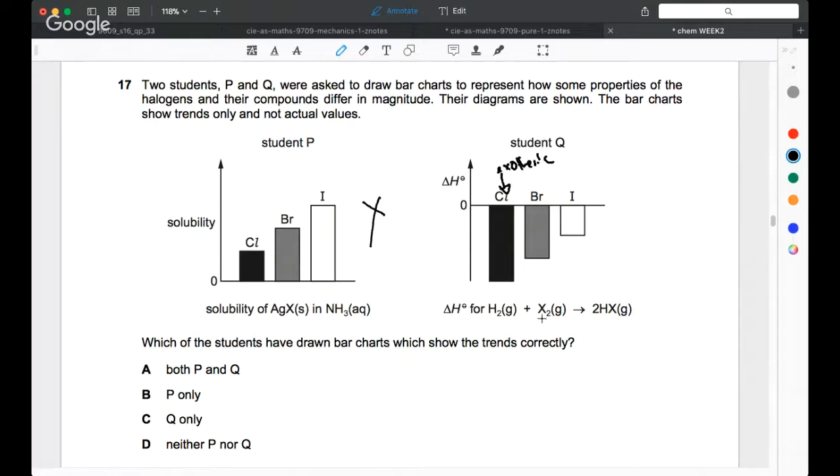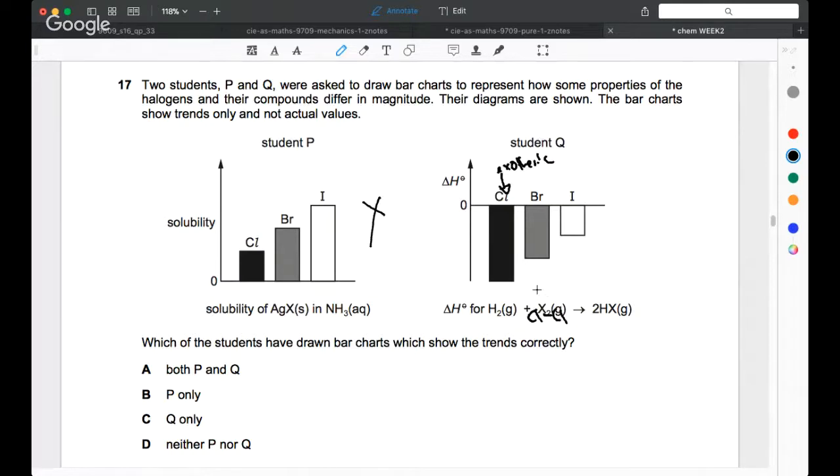Has she joined correctly? Is this diagram correct? Do I get the data booklet on this to check the bond? You don't need to. Okay, so you are saying that in this chart, the chloride is more exothermic, or are you saying that the chloride should be most exothermic?